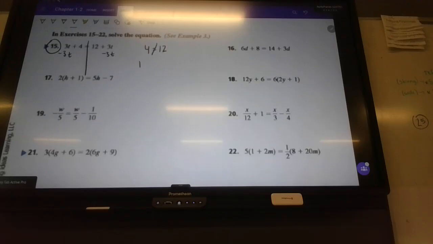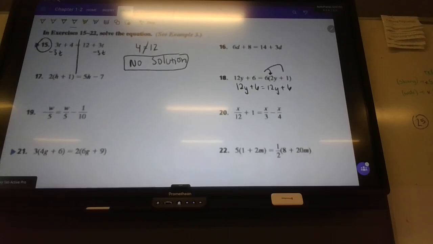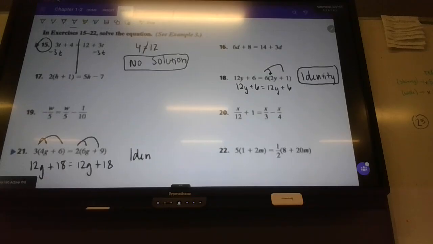All right, our 15 is a no solution. Boom, boom. 18. Ooh, when the left perfectly equals the right, we call that an identity, or true for all real numbers. And the last two were identity.